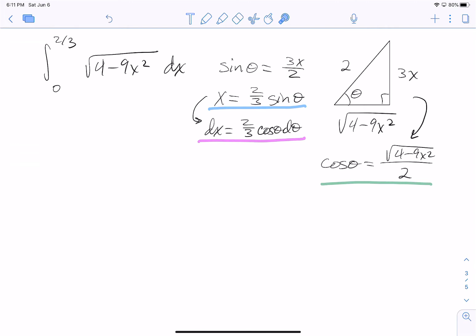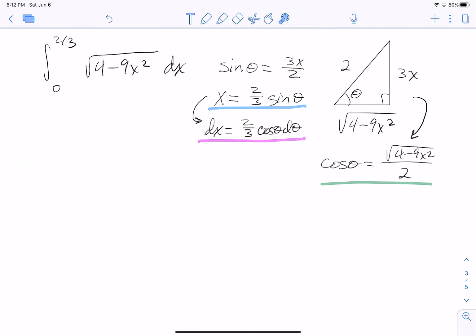Since the radical has 4 minus 9x squared inside of it, the variable is second, and so I'm going to be using the sine function. Setting up my right triangle, I have the acute angle opposite which is 3x. The hypotenuse is 2. So the sine of theta is 3x over 2. So x is equal to 2/3 times the sine of theta. From that I get that dx is 2/3 times the cosine of theta d theta.